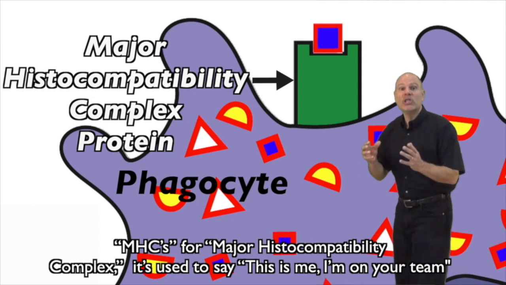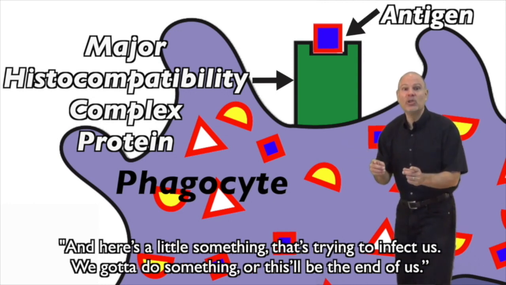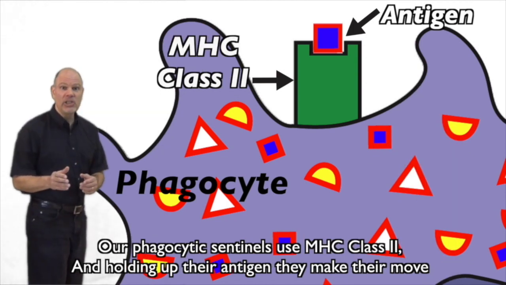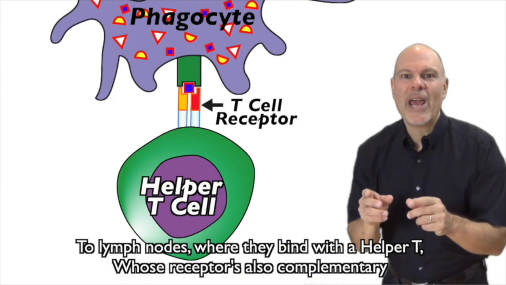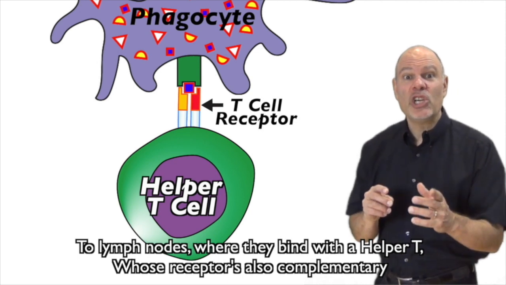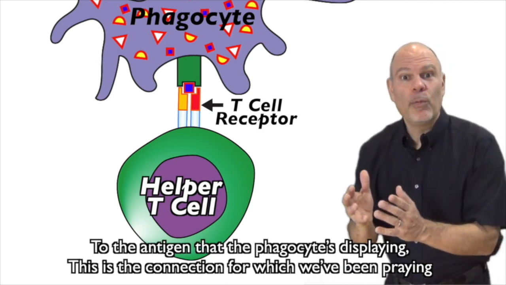It's used to say, this is me, I'm on your team, and here's a little something that's trying to infect us. We gotta do something, or this'll be the end of us. Our phagocytic sentinels use MHC class 2, and holding up the antigen, they make their move to lymph nodes where they bind with a helper T, whose receptor is also complementary to the antigen that the phagocytes are displaying. This is the connection for which we've been praying.